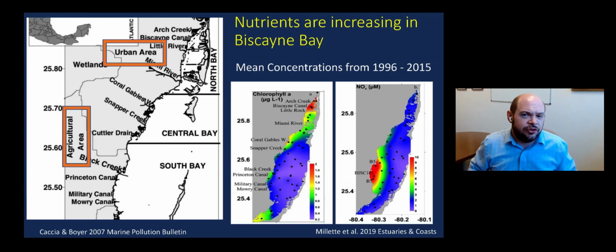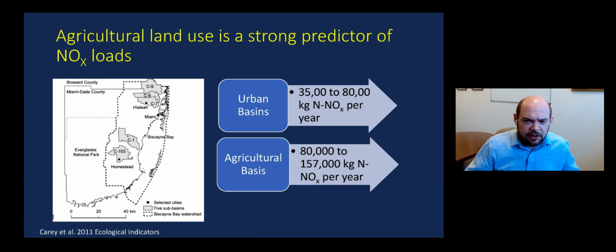We know that agricultural land use is a strong predictor of nitrate loads. If we do basin-wide mass balance estimates, we find that urban basins contribute about 35,000 to 80,000 kilograms of nitrate per year to Biscayne Bay, whereas agricultural basins contribute about double that, 80,000 to 160,000 kilograms of nitrogen per year. And a lot of those contributions are coming through our canals. So water is moving from the agricultural areas and from the urban areas to the bays via these canals.